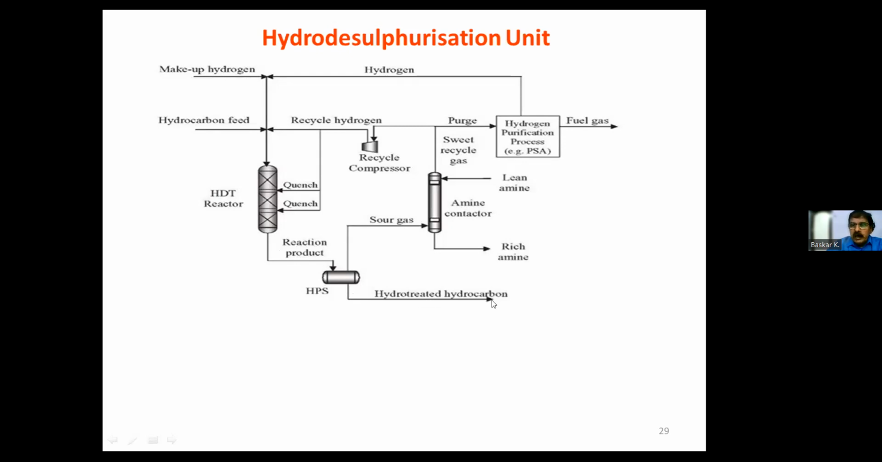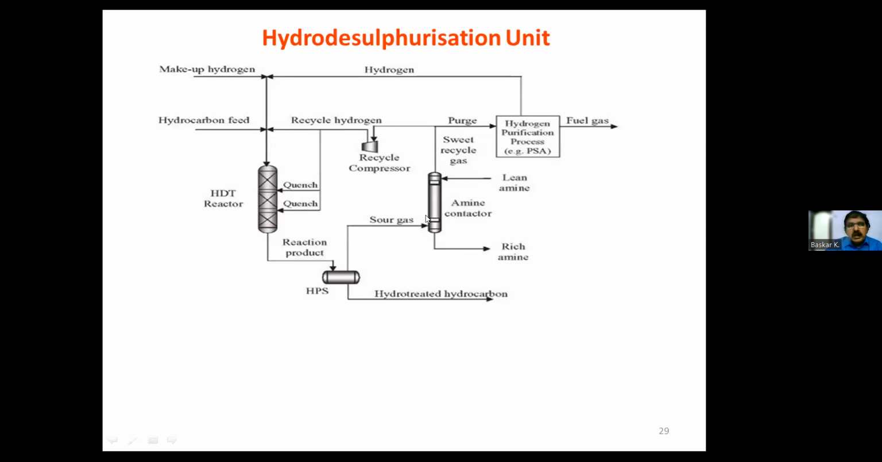Hydrotreated means with less sulfur, whatever the market demands. So we can adjust the reaction temperature based on our product sulfur requirement. That is a convenience we have. And the top one is sour gas. During this reaction, the hydrogen will have H2S, right? Because sulfur is removed from the product, it has to come out as H2S only. So that is called sour gas.